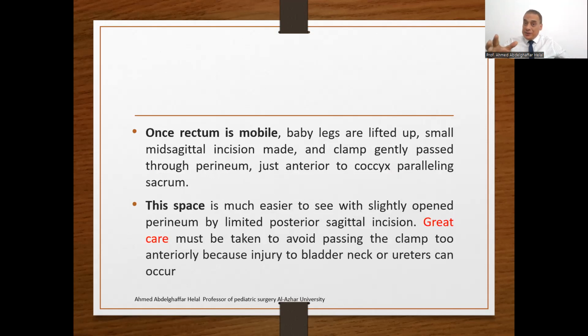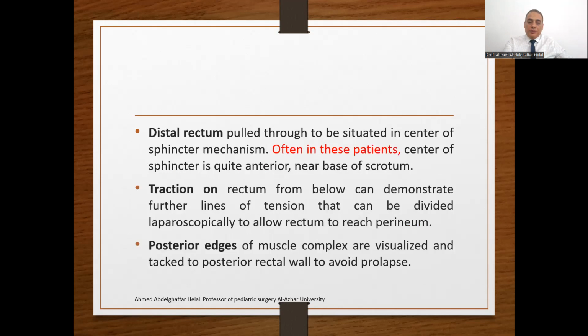Once the rectum is mobilized, the baby's legs will be lifted up and a small mid-sagittal incision and grasping with a clamp will be performed to put the rectum in the perineum exactly within the sphincteric mechanism. The distal rectum is pulled through to be situated in the center of the sphincteric mechanism, and traction from below can demonstrate if there are any points of traction to be divided by the laparoscopy.